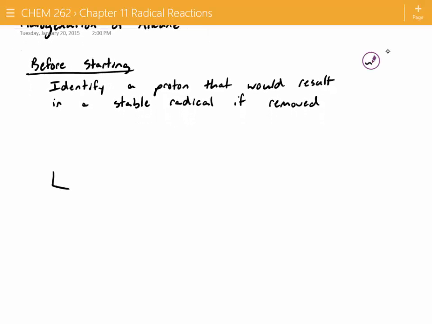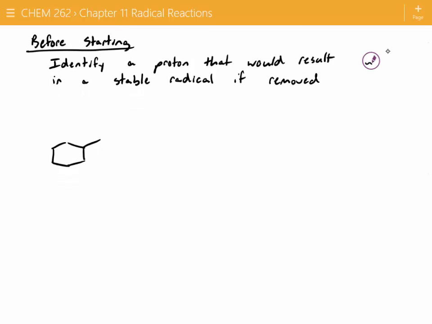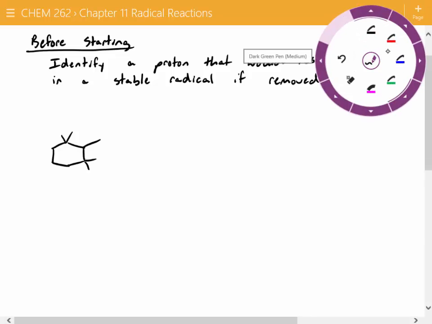It's a cyclohexane. So we've got methyl cyclohexane. We've got a variety of different protons we can look at. So let's work from the interior outwards. We've got protons in these positions, and I'll label these red.